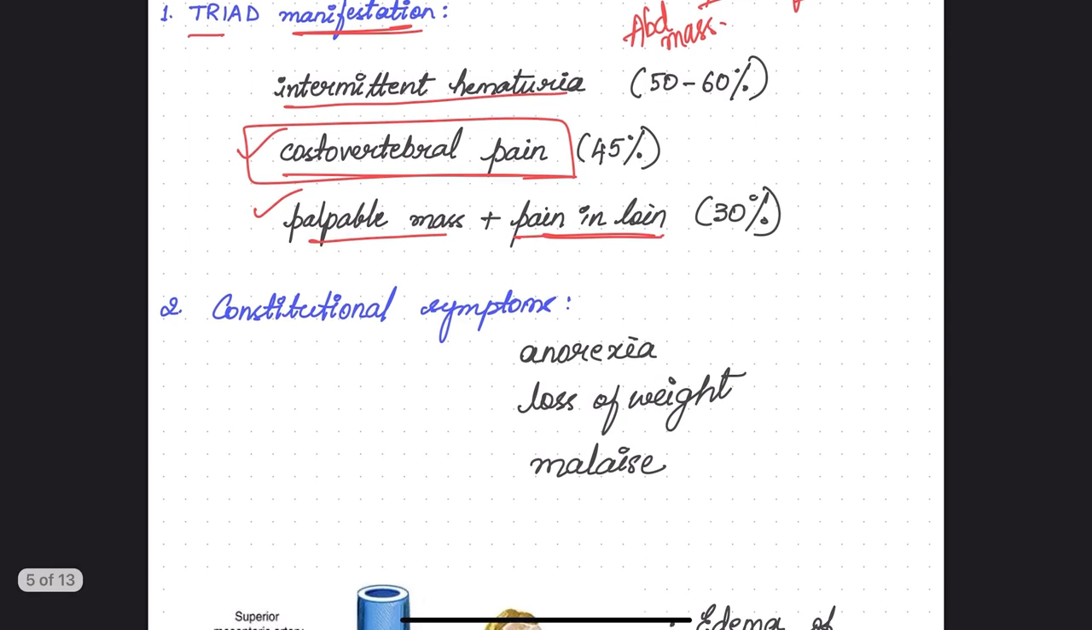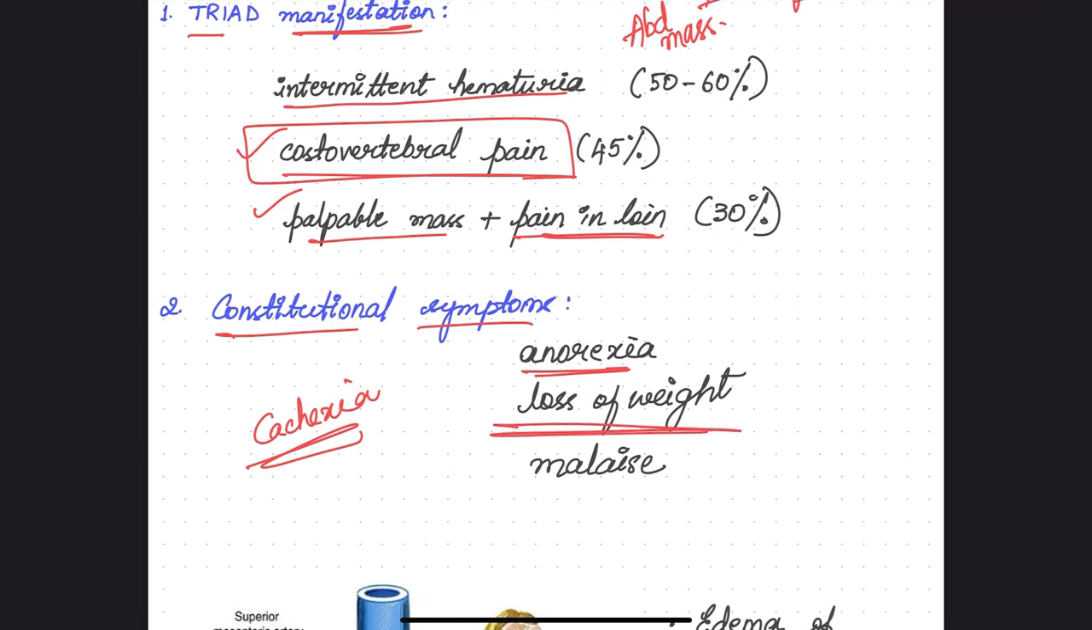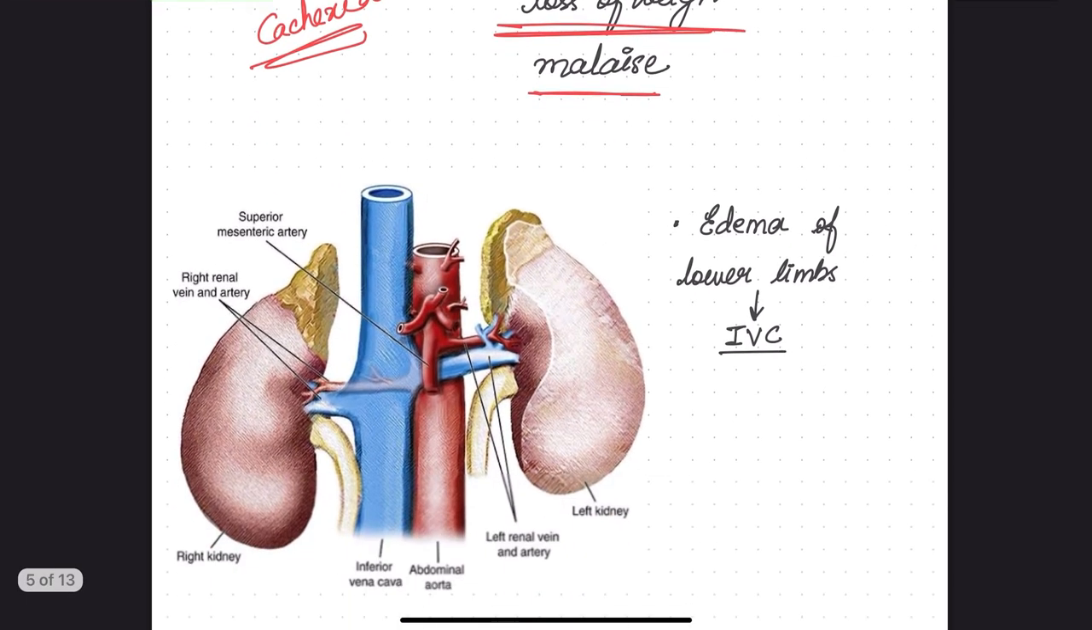What are the constitutional symptoms? Constitutional symptoms in general, for any cancer, cancer patients have this cachexic look. What are the symptoms of cachexia? Anorexia: he loses his appetite. Because of loss of appetite, there's loss of weight, and generalized weakness and malaise are present. These are the constitutional symptoms.